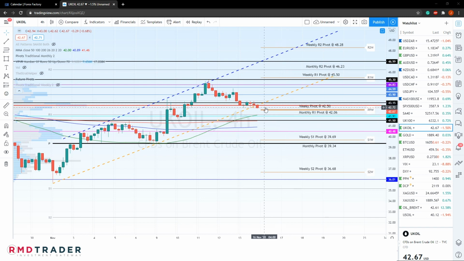However, should price action manage to stay above the weekly pivot and move back into this bullish channel, targets could include the weekly R1 pivot at 45.50 and perhaps even this monthly R2 pivot at 46.23. There's also some more scope. As you can see, we have this overhead diagonal, meaning a larger push higher could see price reach the weekly R2 pivot at 48.28.